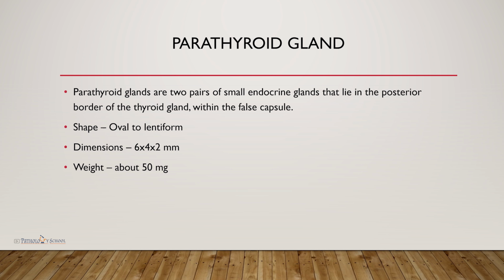Now let's also have a look at the parathyroid gland. Parathyroid glands are two pairs of small endocrine glands that lie in the posterior border of the thyroid gland within the false capsule. The shape of the parathyroid gland is oval to lentiform, with its dimensions being 6 by 4 by 2 mm approximately and weight being 50 mg approximately.